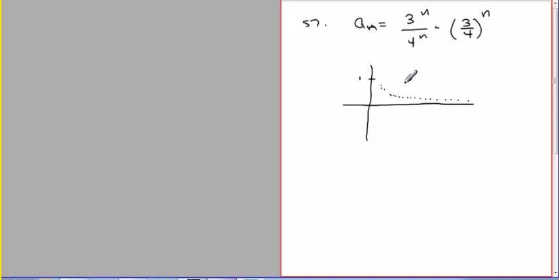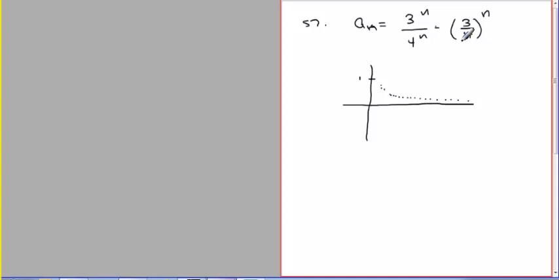bounded above says if there is a real number M such that a sub n is always less than M for all n. Okay, so that actually fits this bound. So our upper limit is 3/4, and 3/4 raised to any integer power greater than 1 is going to be less. So our upper bound is going to be 3/4. So it is bounded from above, and it's also bounded from below because it's never going to be a negative number. So it's going to be greater than 0 but less than 3/4.